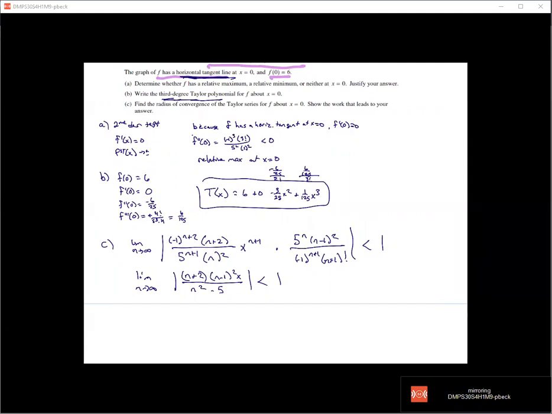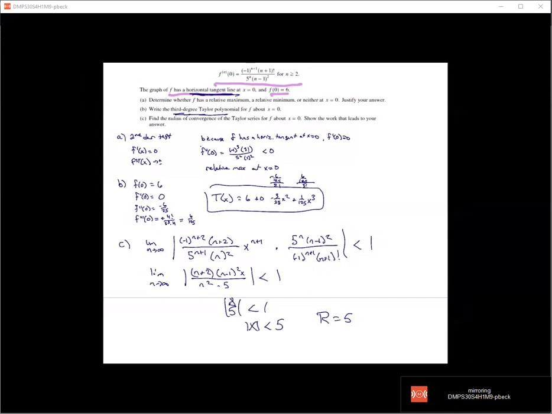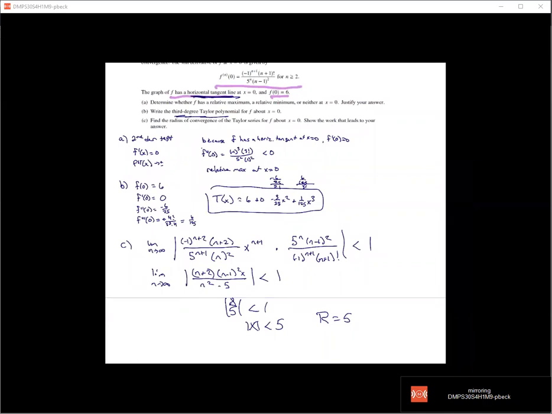So we end up with, long story short, this limit ends up being 1. I know there's a little bit of a typo here, but we have x over 5. The absolute value of x over 5 is less than 1, so the absolute value of x is less than 5. Therefore, our radius of convergence is 5. Just a little bit of cleanup that I need to do, but I just wanted to cut to the chase right there.